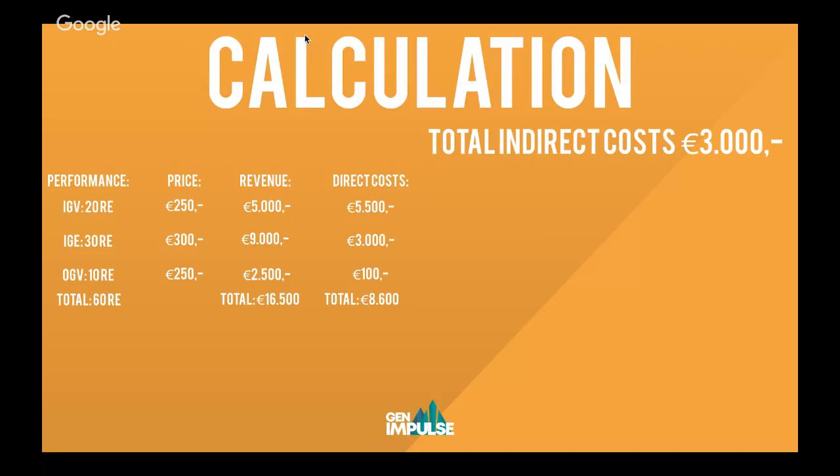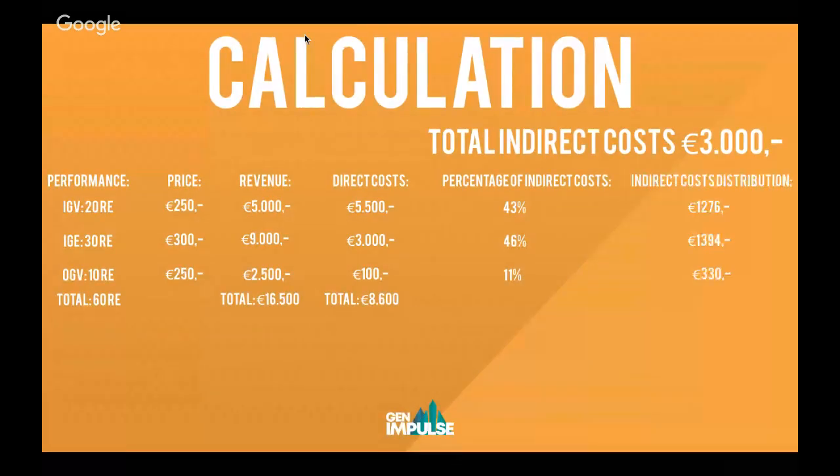So here we have the three factors. Based on these three factors, IGV should take 43% of total indirect costs. IGE should take 46% of total indirect costs. So the amounts are 1,276, 1,394, and 330. So to which levels do these belong now?